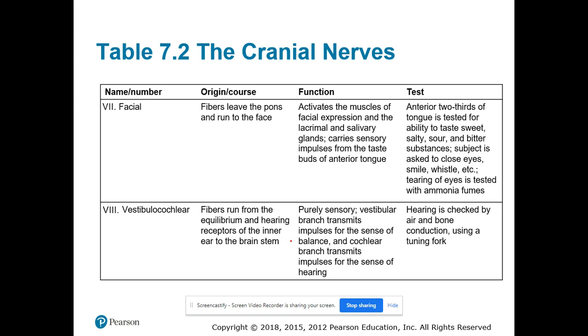The next one is vestibulocochlear. Again, this is your third one that is just sensory, nothing else, just sensory. And this is going to be your hearing and balance.